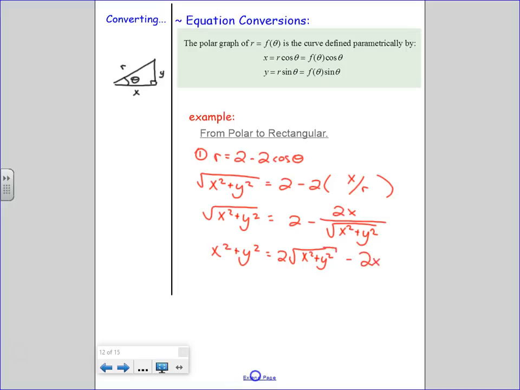That's technically where Gerardo's would have left us, because this was r squared and this was 2r and that was minus 2x. But you're just solving for r outright instead of making the creative step and multiplying both sides by r.